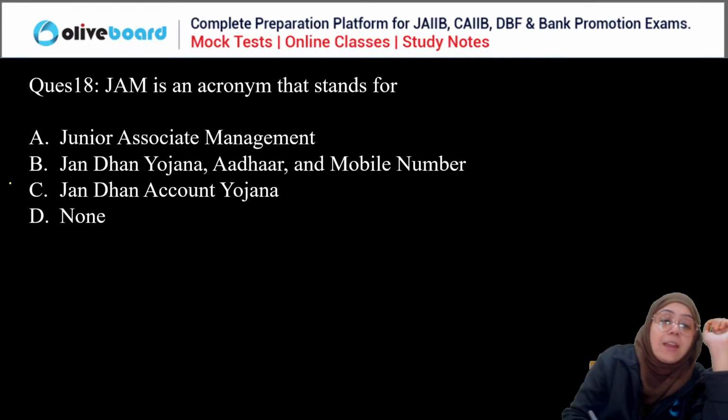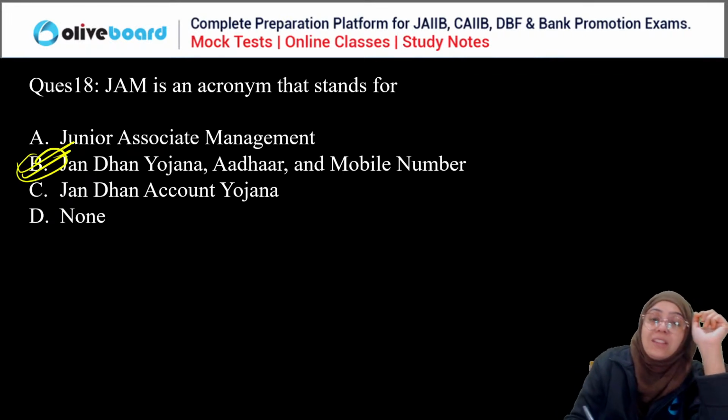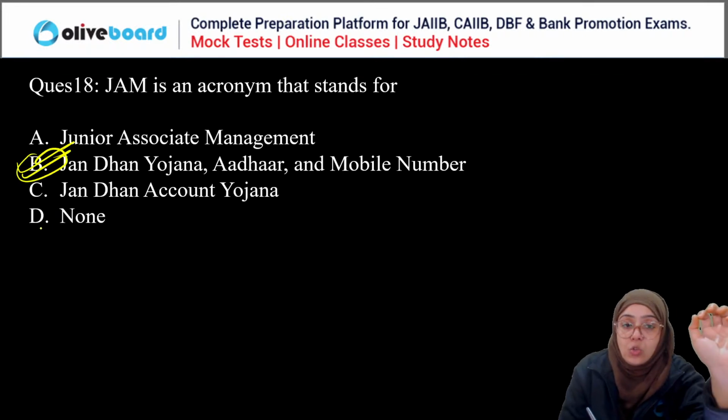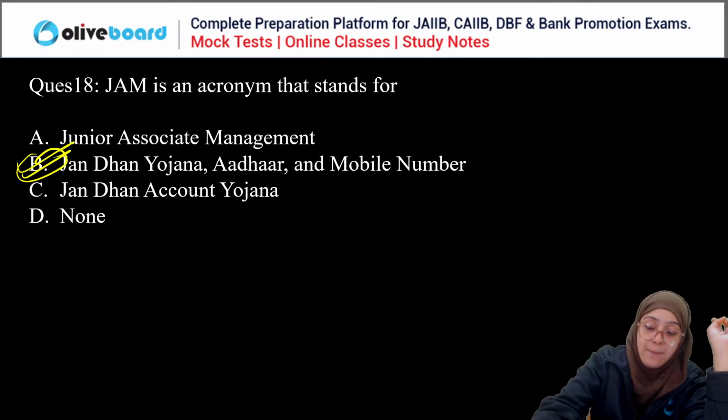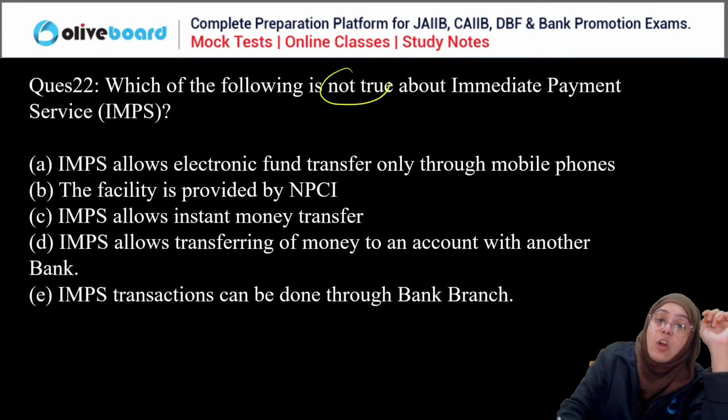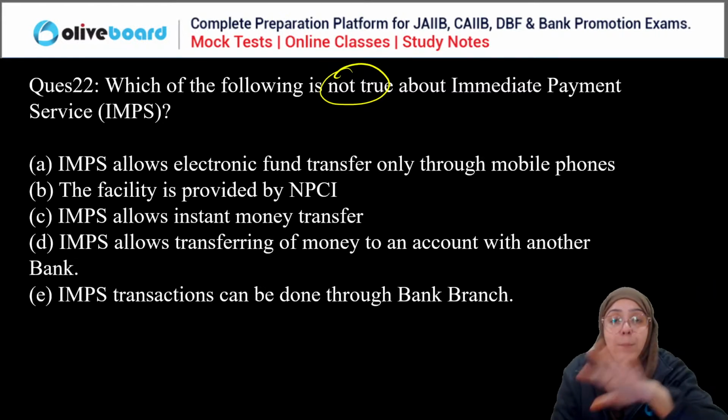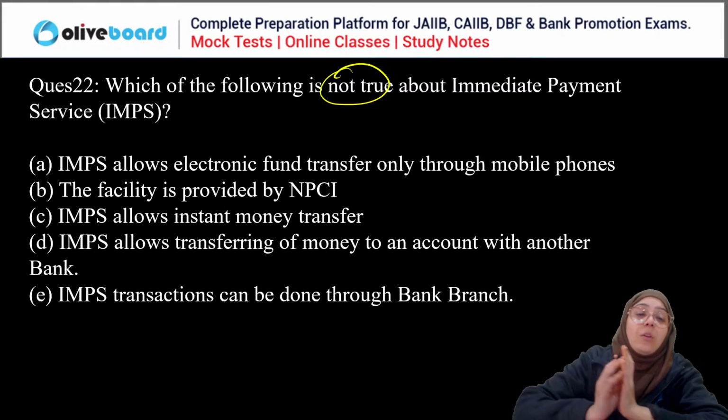Jan Dhan Yojana, Aadhaar, and mobile number. True. So this is a triad: Jan Dhan Yojana, Aadhaar, and mobile number. That is called JAM, right? Next question. Which of the following is not true, meaning incorrect, about IMPS, Immediate Payment Services?